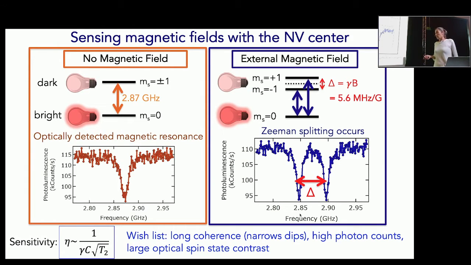So, thinking about the sensitivity of such a sensor. The sensitivity can be parameterized by a few parameters, really the susceptibility gamma, a parameter C that corresponds to the fluorescence rate as well as the optical contrast between, say, the 0 and the 1 states, and also the T2 time. So the wish list is that we'd like to have long coherence, long T2. The longer the T2, effectively the narrower these lines become and the easier it becomes to resolve shifts and hence magnetic fields. And of course, having higher photon counts will give us a larger signal, and having a larger optical spin state contrast will increase the fluorescence difference between these two states. So that's basically how the NV center works as a sensor.